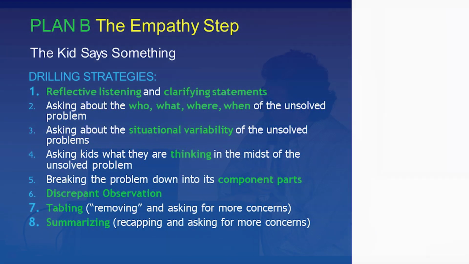That's strategy number 5. And then finally, strategy number 7, tabling and asking for more. You are going to see that one in the video. Tabling and asking for more. In both cases, whether it's tabling or summarizing, you're asking for more. The only difference is what you're saying before that.